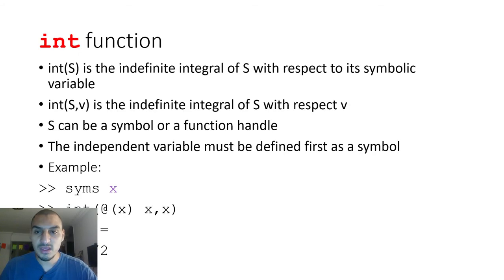So the function that we're going to use is called the int function. int(s) gives you the indefinite integral of s with respect to its symbolic variable. By the symbolic variable, we mean the x or y we mentioned in the previous examples. If you want to define the variable, you put it as the second input to the function, so it's int(s, v), the integral of s with respect to v. You can define this function s as a function handle or a symbol.